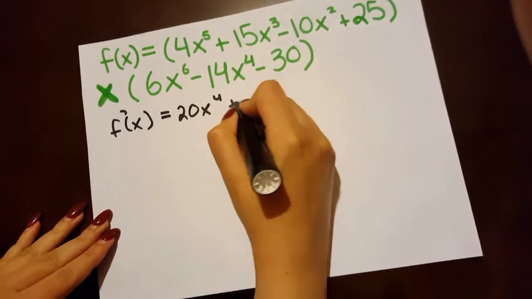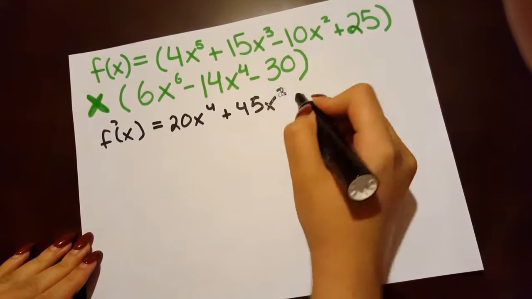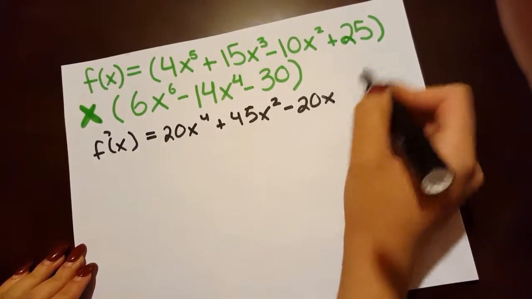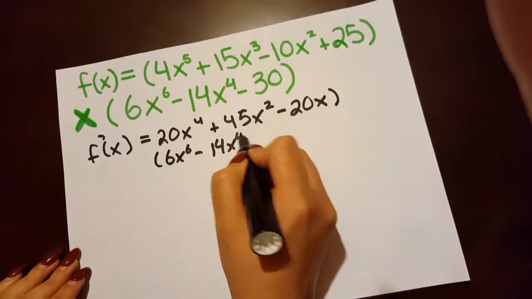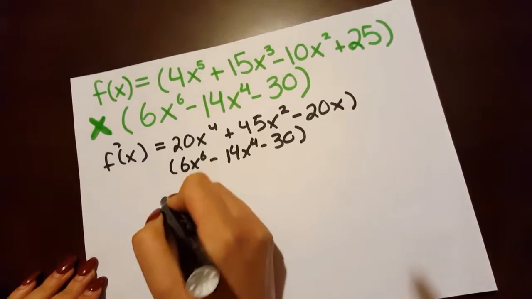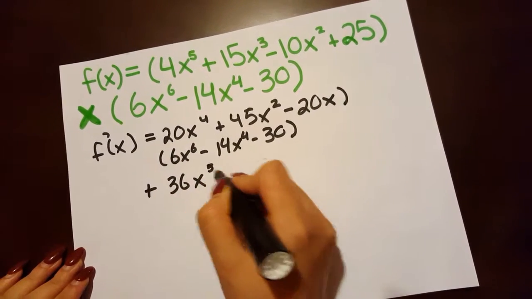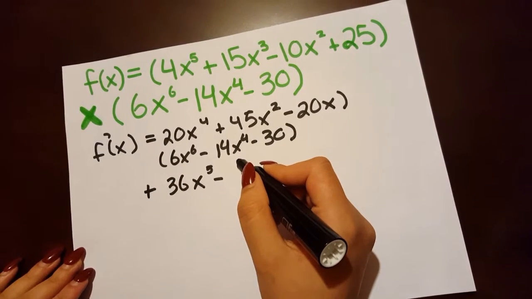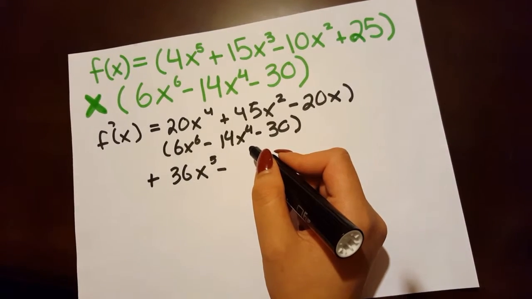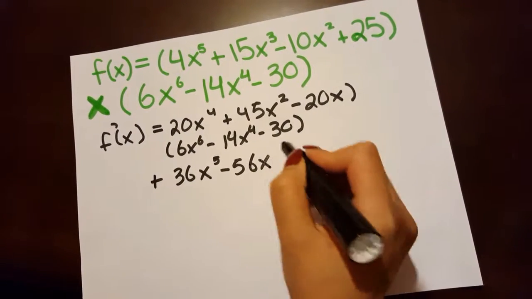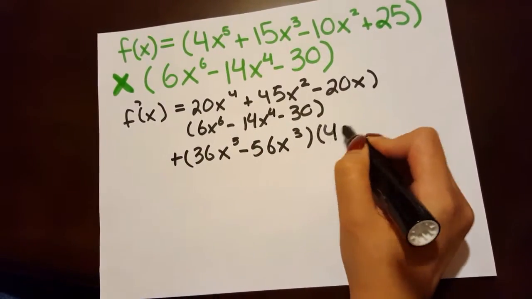x to the power of 4 plus 15 times 3, so that's 45 to the power of 2 minus 20x times plus the derivative of this, which would be 36x to the power of 5 minus 14 times 4, which would be 56x to the power of 3, and that would really be times the first function.